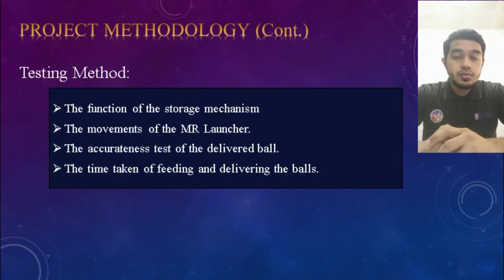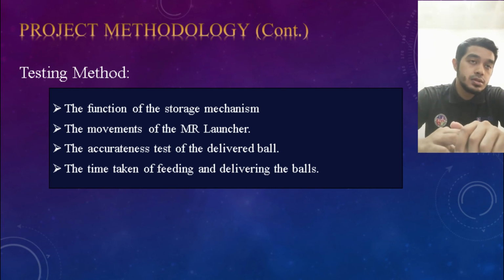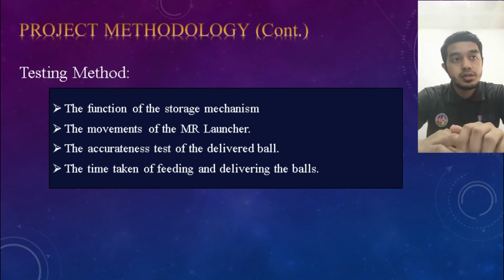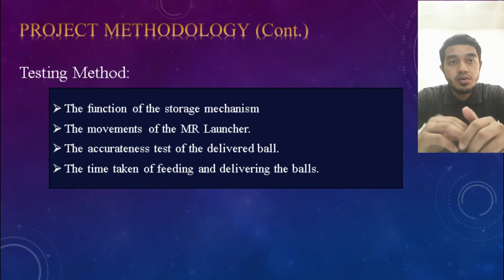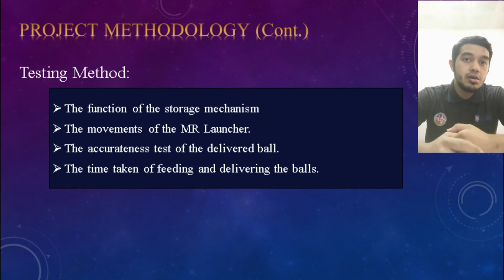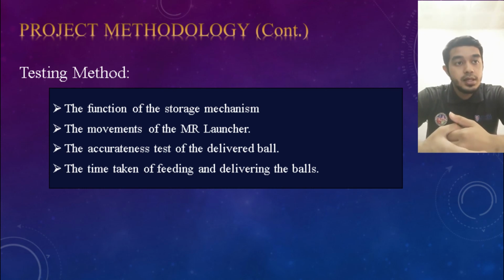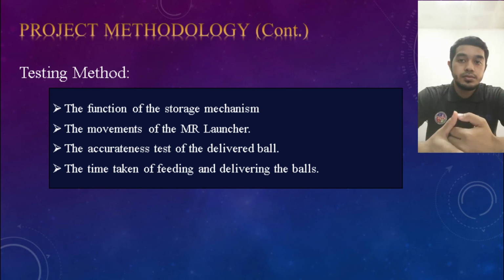Okay, now we move to the next project methodology, which is the testing method. This method will be done once all mechanisms have been assembled. The first test to do is the function of the storage mechanism, the second one is the movement of the MR launcher, the third one is the accuracy test of the delivered ball, and the last one is the time taken for feeding and delivering the balls.